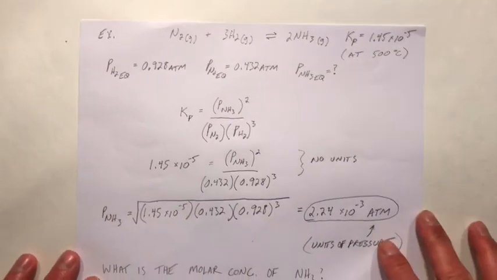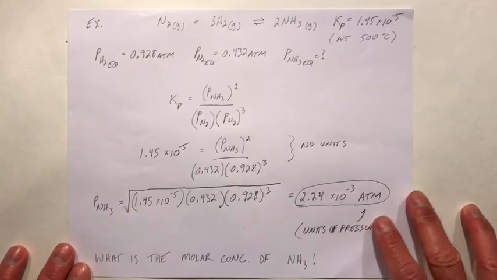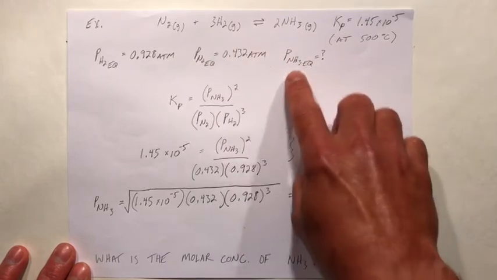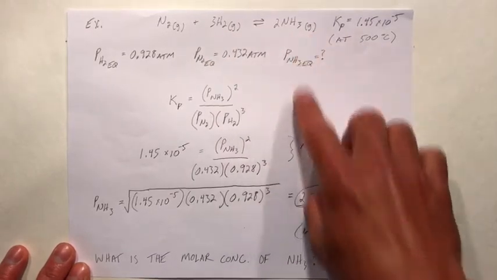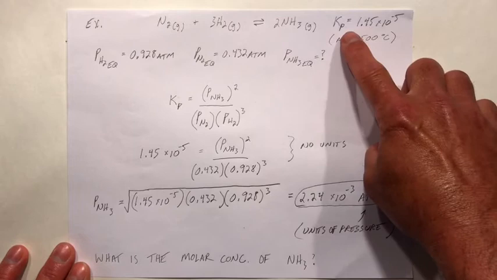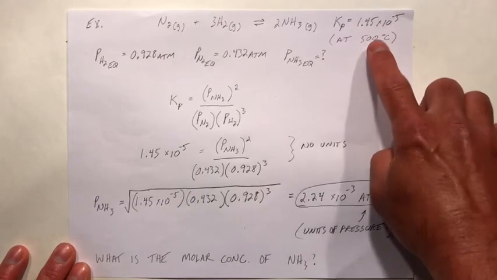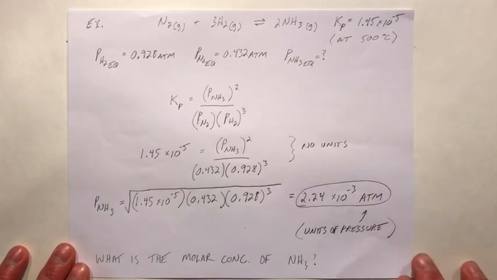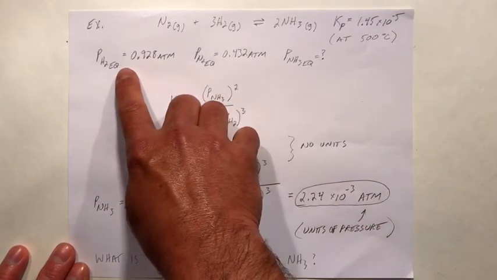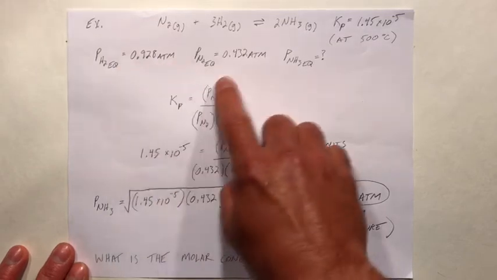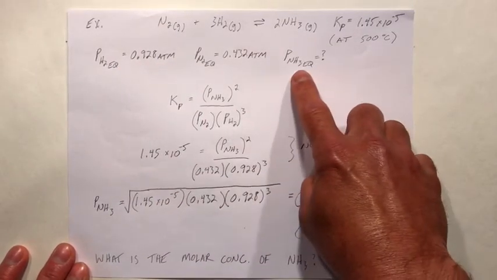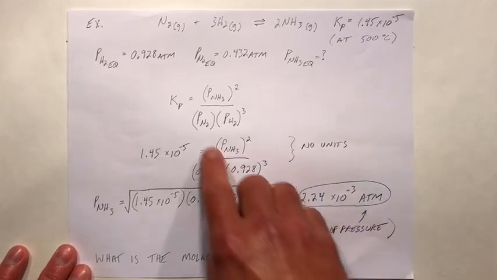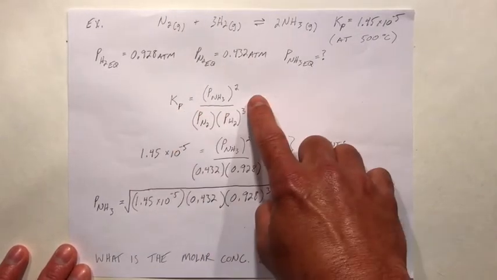Here's another example. Let's say we have this reaction where we have one N2 gas reacting with three H2 gases in equilibrium with two NH3 gases. And we know that the equilibrium constant expressed with pressure, or Kp, is 1.45 times 10 to the negative fifth at a temperature of 500 degrees Celsius. We're given the partial pressure at equilibrium of H2 and N2, and we want to calculate the partial pressure of NH3 at equilibrium.